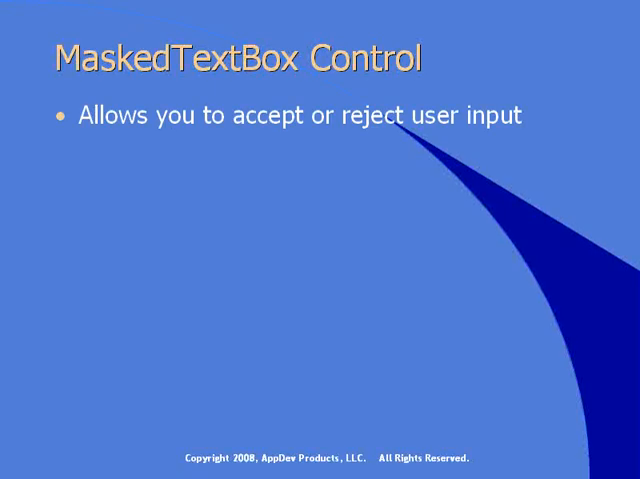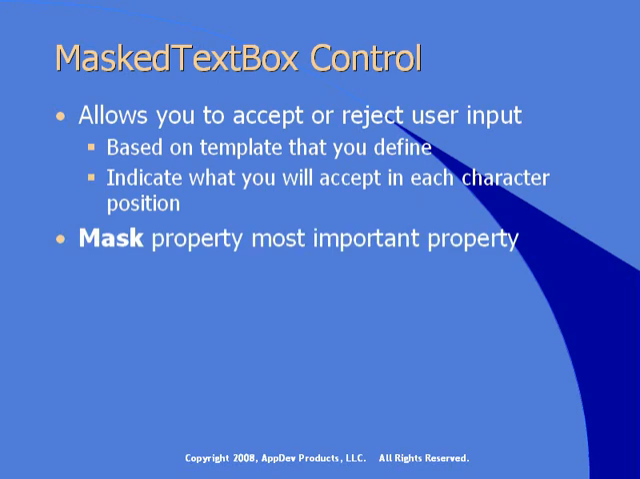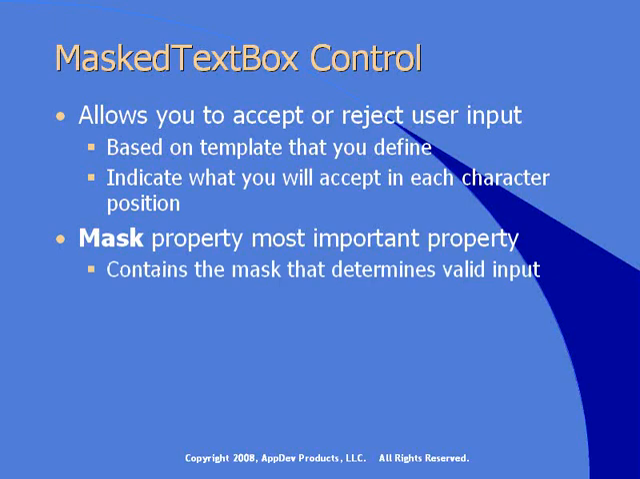The masked text box control allows you to accept or reject user input based on a template that you define. You indicate what you will accept in each character position within the control. The mask property is the most important property because it contains the mask that determines what is valid input.